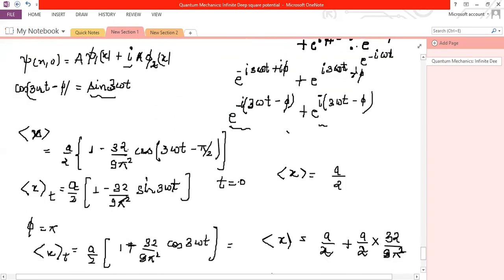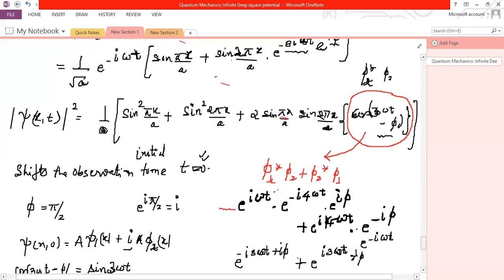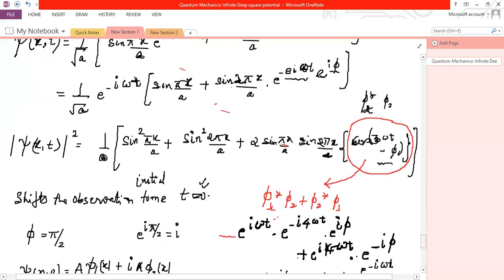So basically, we tried to see how things would reflect in the average value of the position. The average value of position turned out to be a by 2 at time t equal to 0 if the initial phase phi was taken to be equal to pi by 2. And if the initial phase phi was taken to be equal to pi, then the average value of the position, or you can say the expectation value of the position, turned out to be greater than a by 2. So it is just like it is switching the initial conditions. This particular phi switches the initial condition.